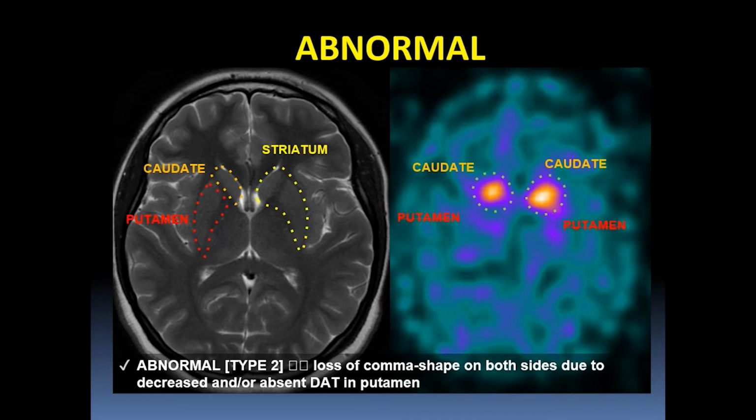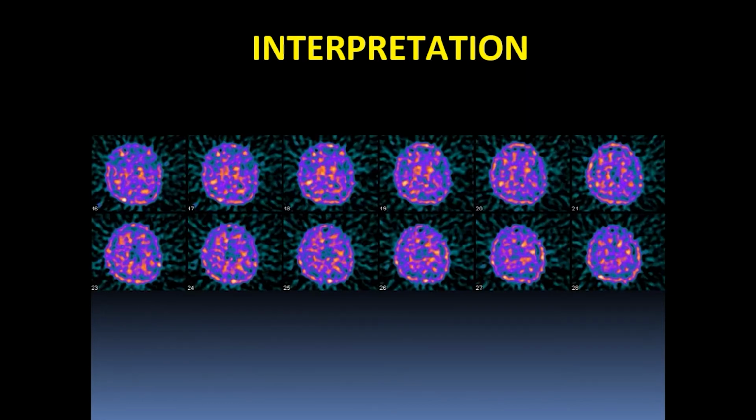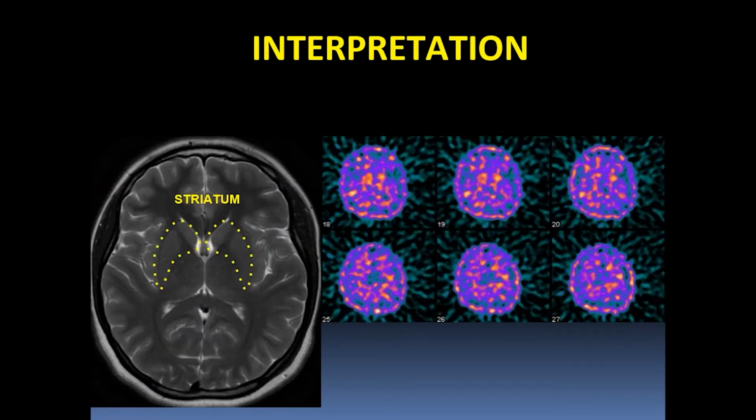Notice here that there's also increased uptake in the surrounding background. Again, another feature that tells you there's been synaptic loss occurring. Now compare what you saw in the last image to this case, which is a very severe form of disease. You look here on the MRI and you see a striatum, but on the DAT images, you really cannot find anything that corresponds to that.